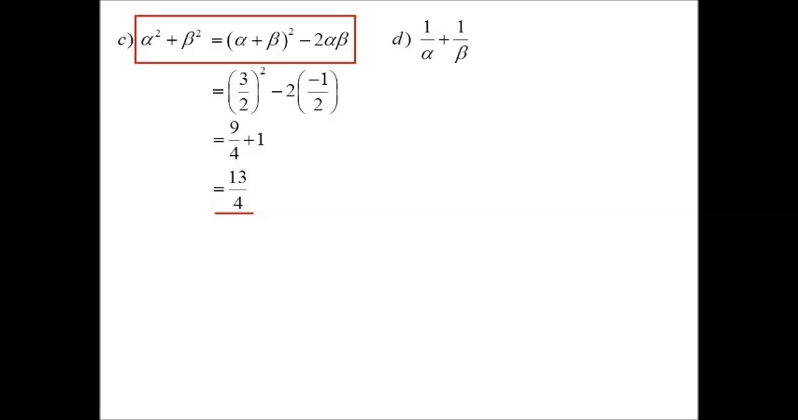Now, this time, 1 on alpha plus 1 on beta: treat it like an algebraic fraction. We get a common denominator of alpha beta, which we've worked out, and then the numerator becomes alpha plus beta, which we've also worked out. So we can substitute in, the denominators cancel, and we get -3 for an answer.